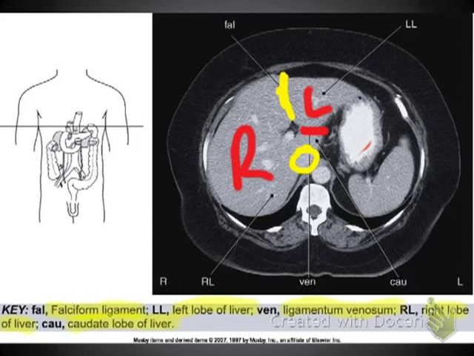And also, the ligamentum venosum separates the left lobe from the caudate lobe. So here's the caudate lobe, and then as we continue on, we'll see how the other lobes actually come in.